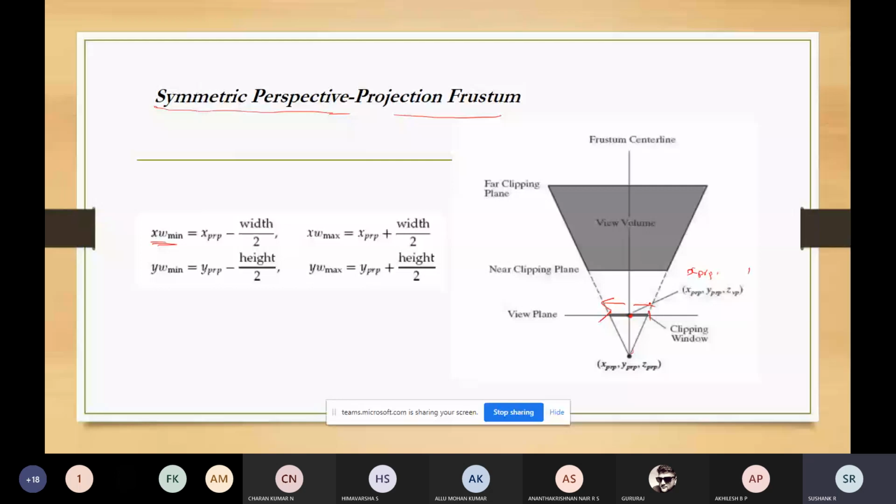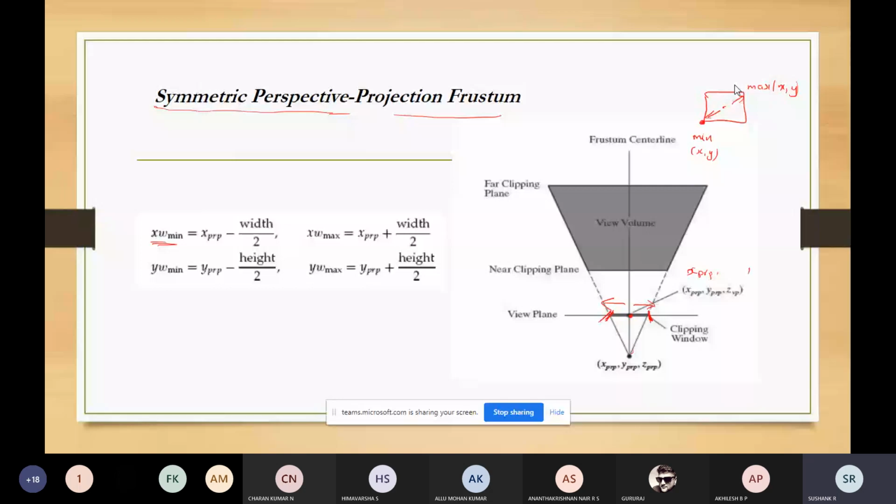This is the window. This will be the minimum of the xy value, and this will be the maximum of the xy value. Depending on where the point is, this will correspond to minus and this to plus. We are talking about the positions in terms of window dimensions. So x window minimum is given by xPRP minus width by 2, and x maximum is xPRP plus width by 2. Just maths, that's all.